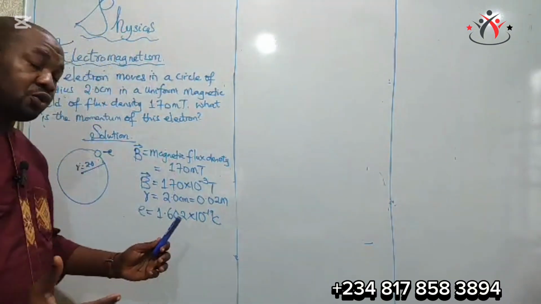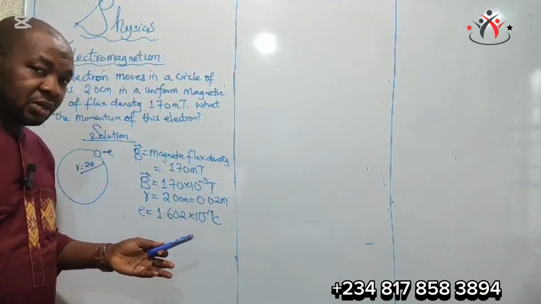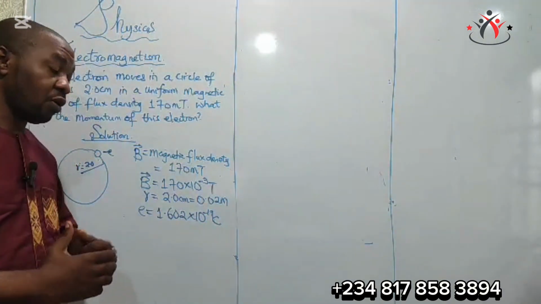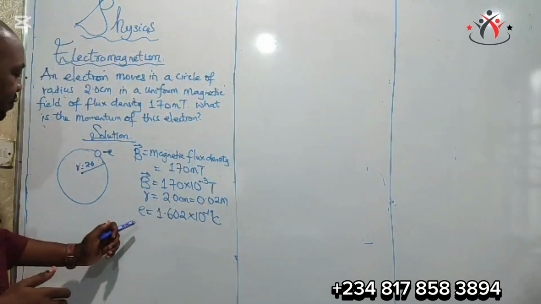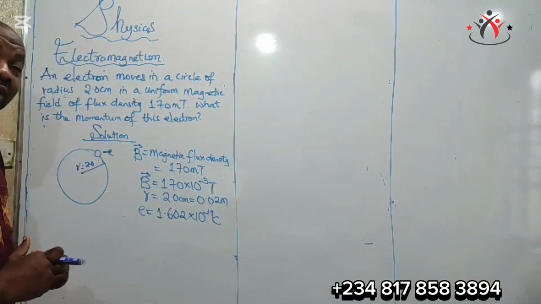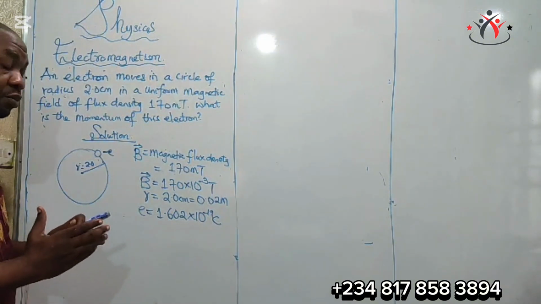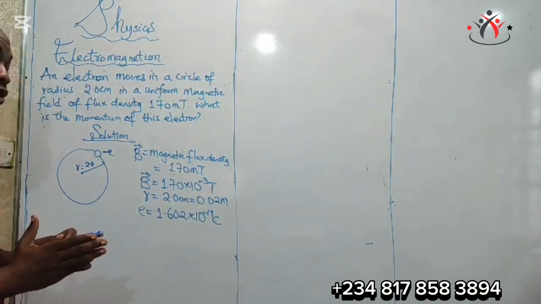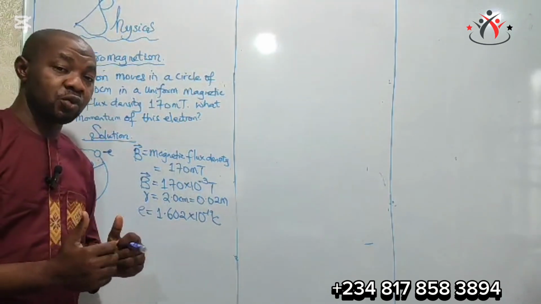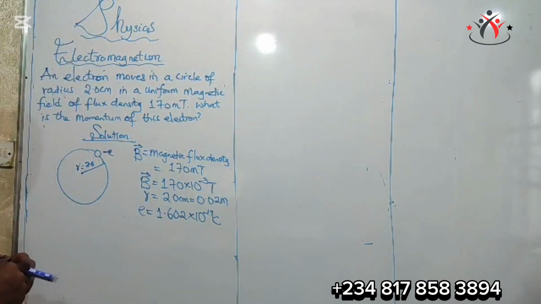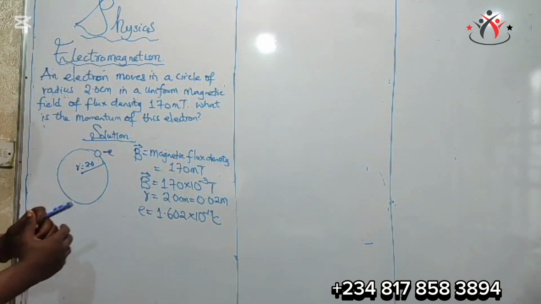Sometimes we can use 1.6, or we can also use this. It is still the same thing. So we have the magnitude of the electronic charge to be 1.602 multiplied by 10 to the negative 19 coulombs. Remember, the unit of electric charge is what? The coulombs. All right, so now we have all of this.